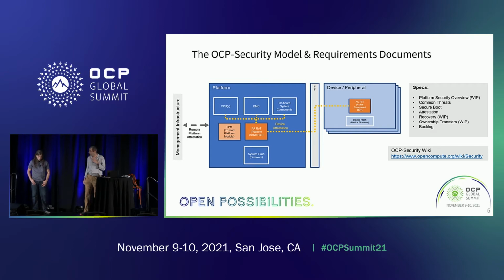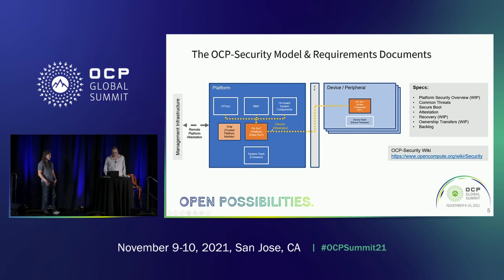Just one slide to illustrate how we think of a system in OCP and how all of the specs that we've been doing map together. This is a very, very generic diagram to show that you have a platform, right? And in the platform, you have a CPU, a BMC as additional components. And there are devices: NICs, HBAs, disks, etc. And you always have firmware on both, or most of the time you have firmware on both.